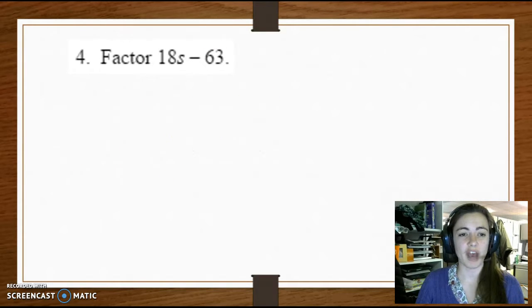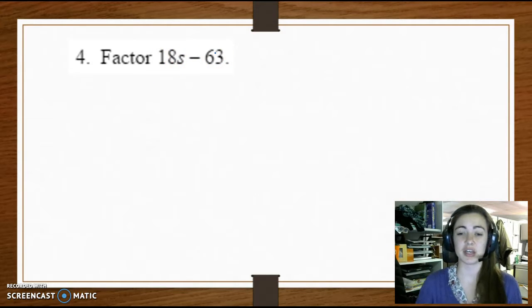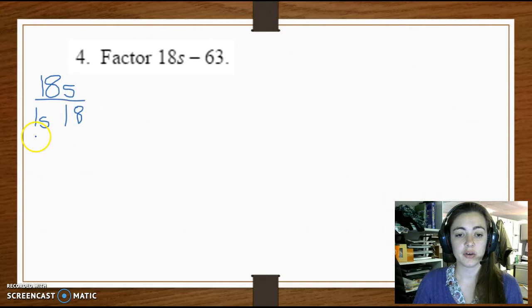For number 4, we're factoring. Remember, when you factor, you're looking for terms that when you multiply, you get the same number. Like factors of 10 would be 1 and 10, 2 and 5. In this case, you start having variables here. So you think, what do both 18s and negative 63 have in common? You can factor out that common factor. Let's write some factor lists so we can determine that. What are ways you can get to 18s? You could have 1s times 18, or 1 times 18s.